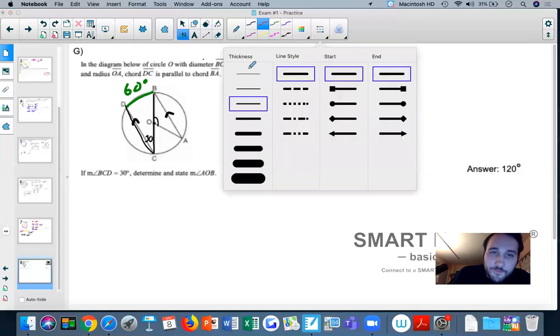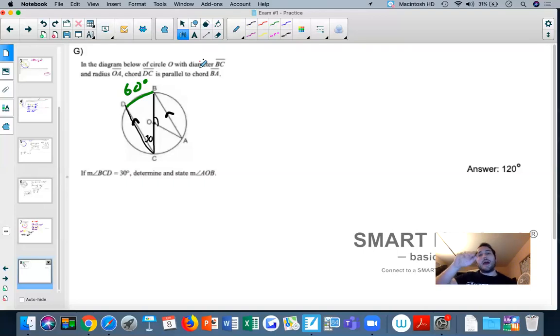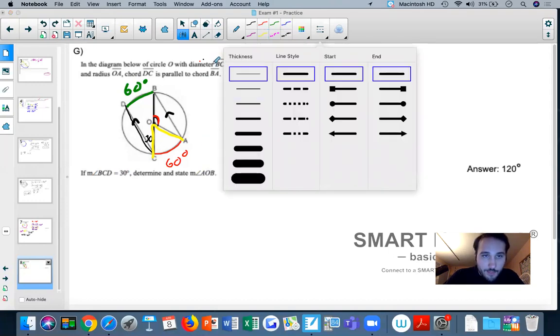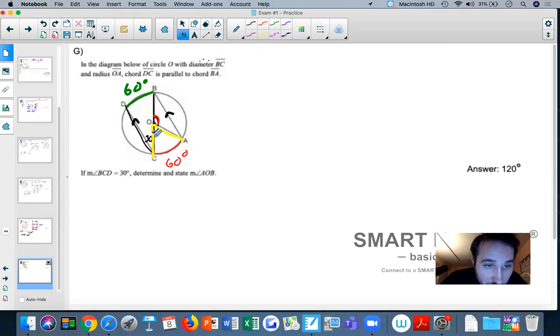But hold on. Chords DC and BA are parallel. Parallel chords intersect congruent arcs. That means this arc is also 60 degrees. Now remember, we want this angle. I want to get close to that angle. Well, check this out. This angle happens to be a central angle. Central angles are equal to the arc they intersect. So angle COA, this angle, is also 60 degrees.